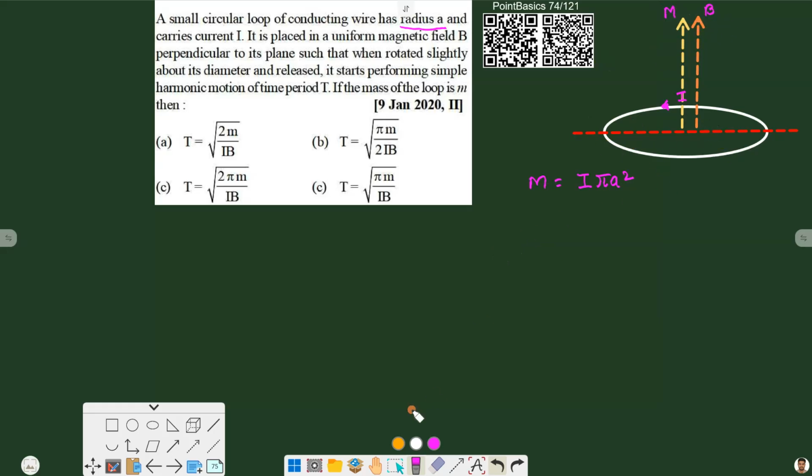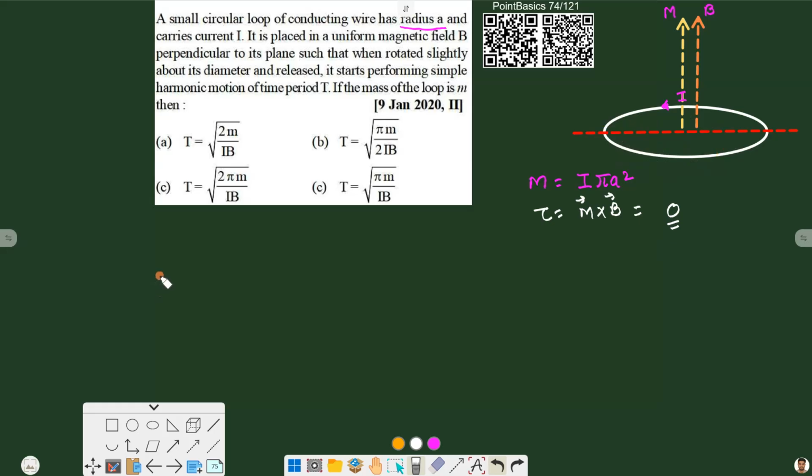And in this scenario, if we calculate the torque, as we know that torque is given by M cross B, the cross product of M and B, and as both M and B are in the same direction, the torque will be zero. Now what happens is that this coil or this loop is rotated slightly by a small angle. So it is rotated slightly.